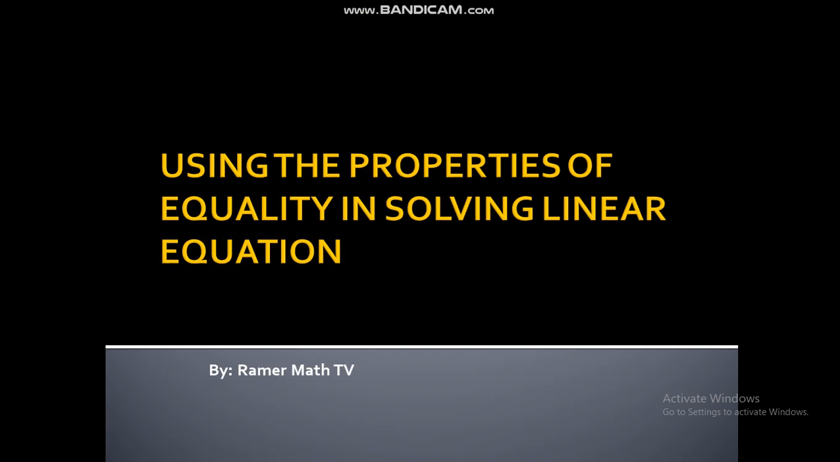This is the topic of my discussion, using the properties of equality in solving linear equations.